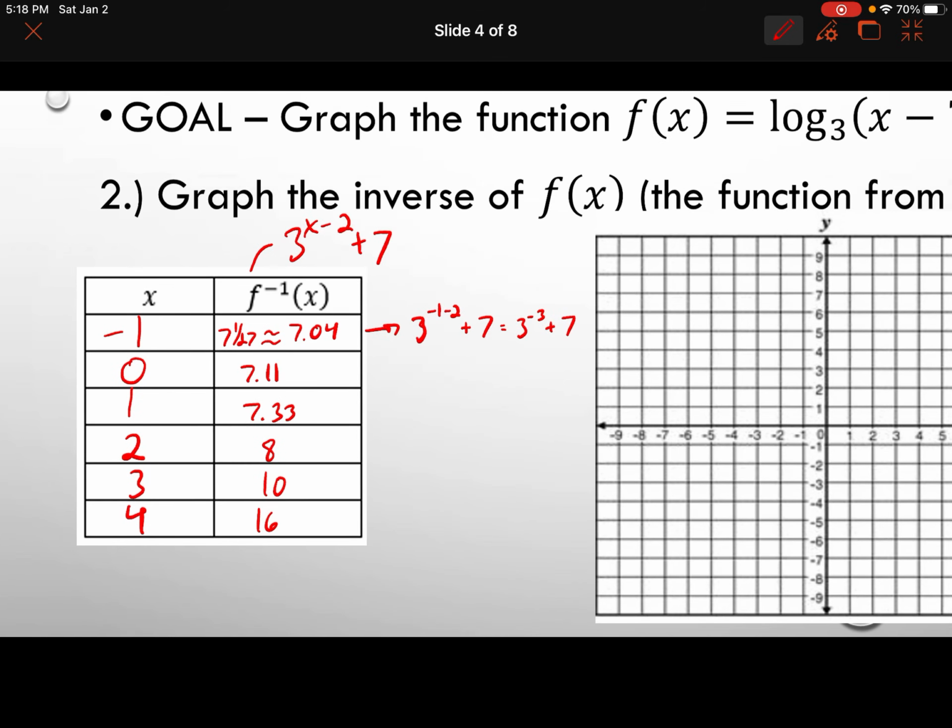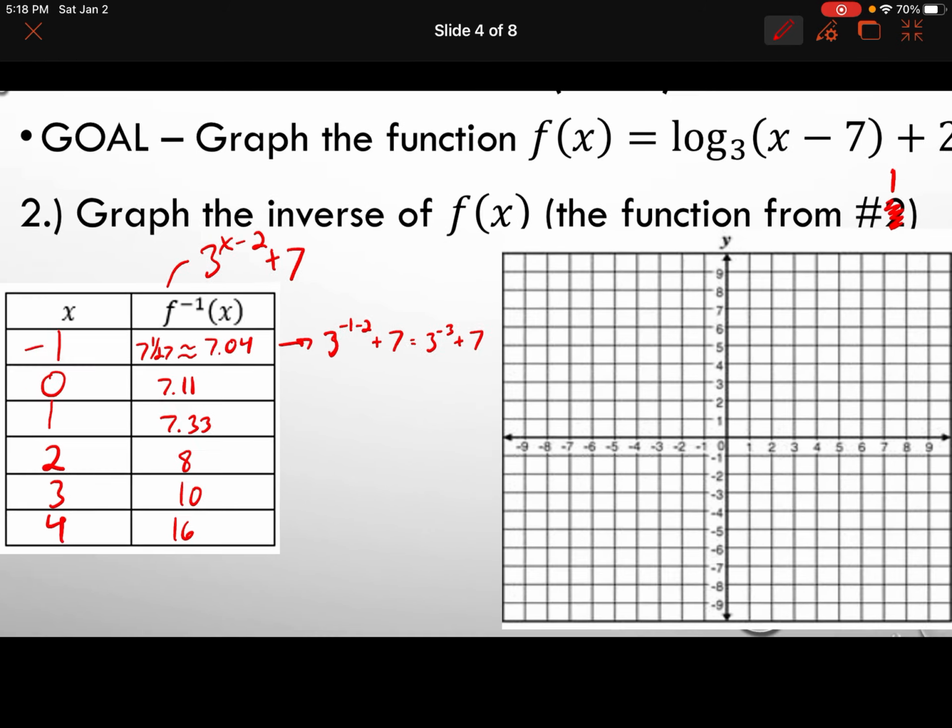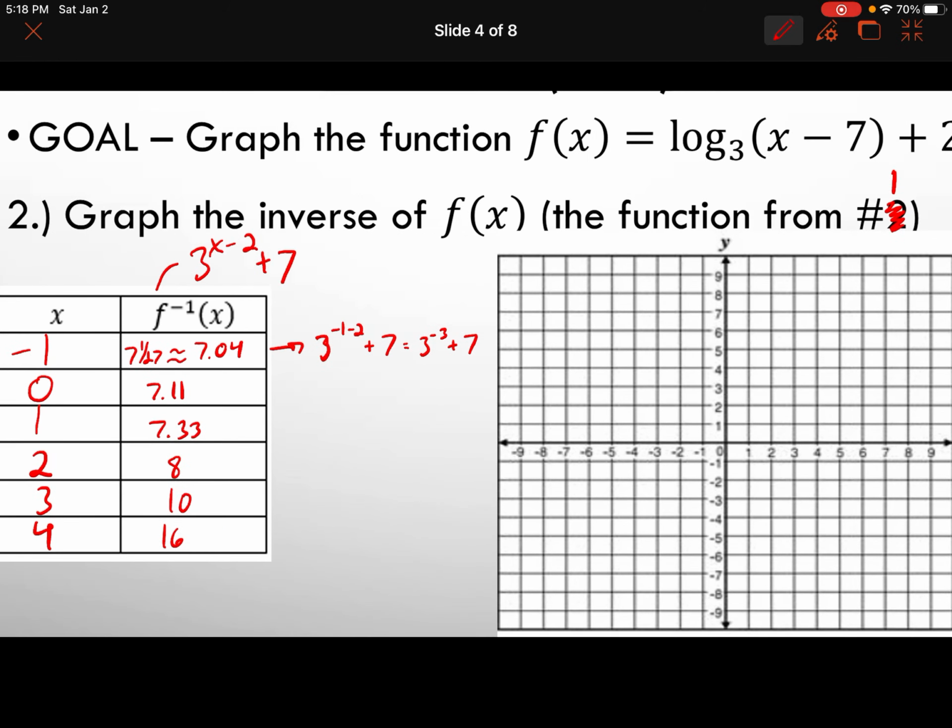So at this point, we're just going to graph it. Negative 1, so 7.04, it's about here. I'll do my best here. 0, 7.1. 1, 7.3. It's not going to be perfect, but at 2, it's 8. At 3, it's 10. And then at 4, we can't even fit it on the graph.